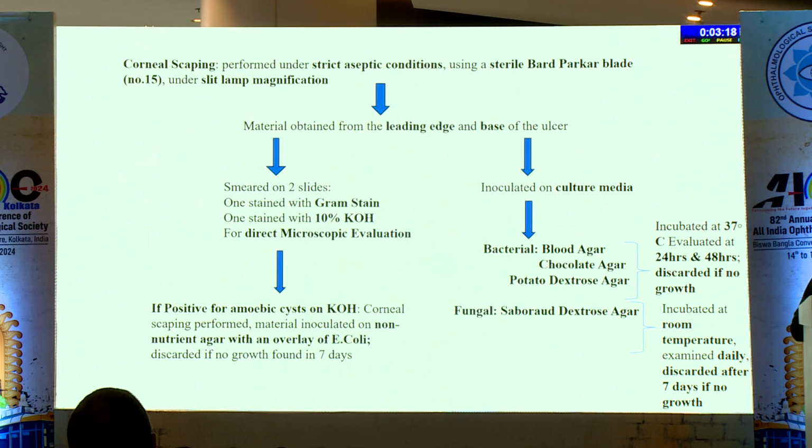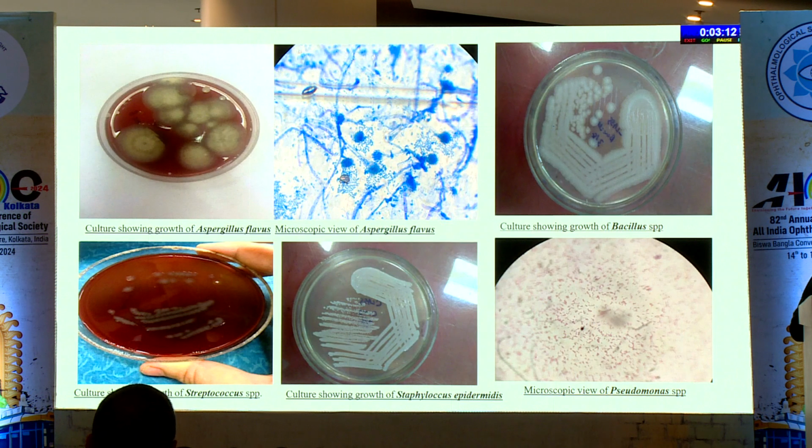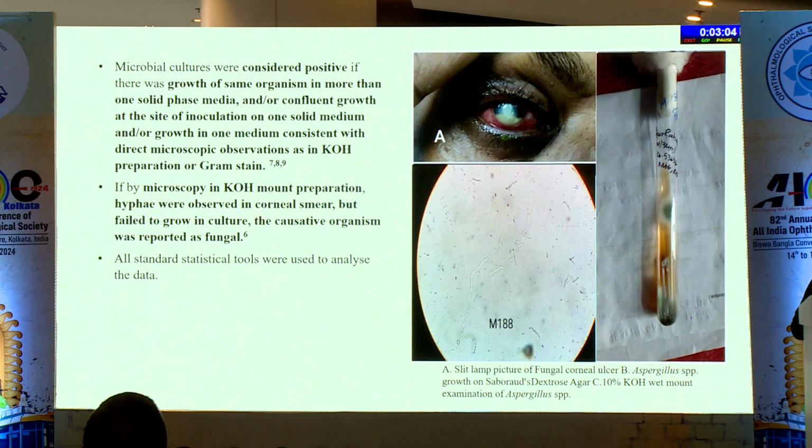If positive for amoebic cyst on KOH, then corneal scraping was performed and the material was inoculated on non-nutrient agar with an overlay of E. coli. These are a few culture plates showing growth of Aspergillus flavus, Bacillus species, Streptococcus and Staphylococcus.